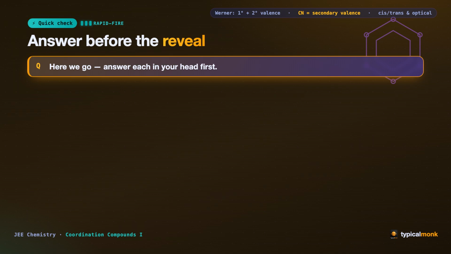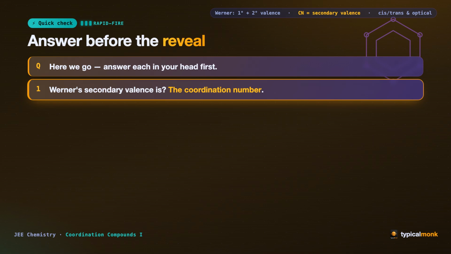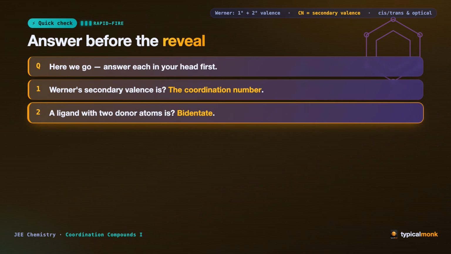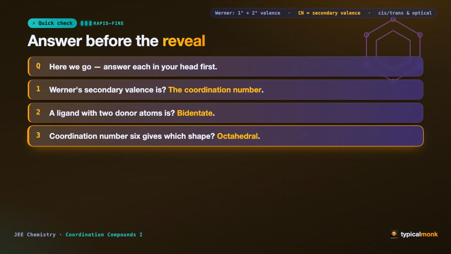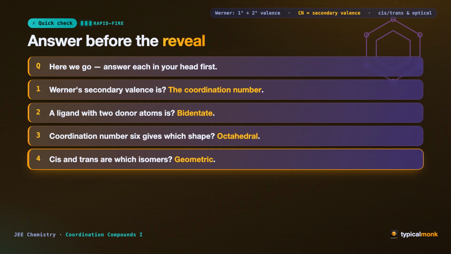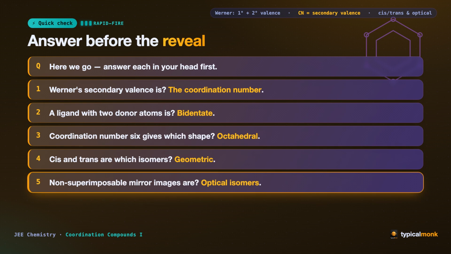Now, test yourself. Answer in your head before the reveal. That is how JEE speed is built. Here we go. Question 1. Werner's secondary valence is the coordination number. Question 2. A ligand with 2 donor atoms is bidentate. Question 3. A coordination number of 6 gives which shape? Octahedral. Question 4. Cis and trans are which kind of isomers? Geometric. And question 5. Non-superimposable mirror images are optical isomers.